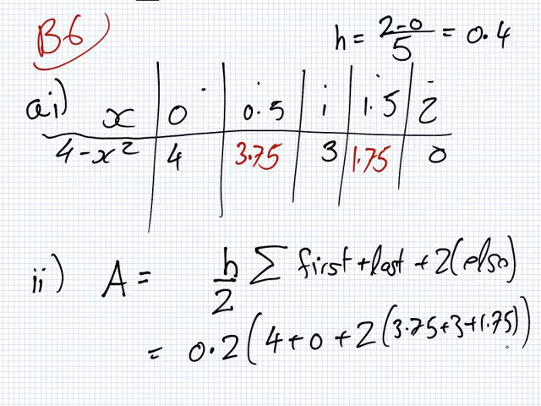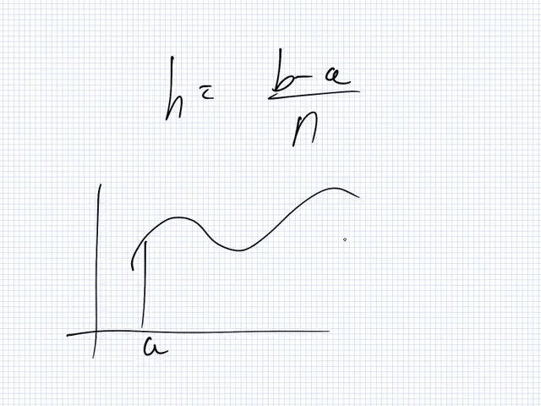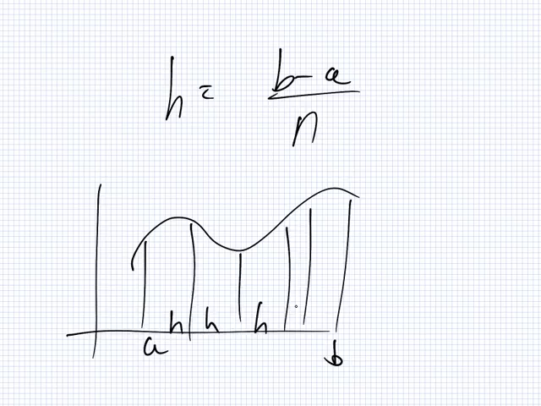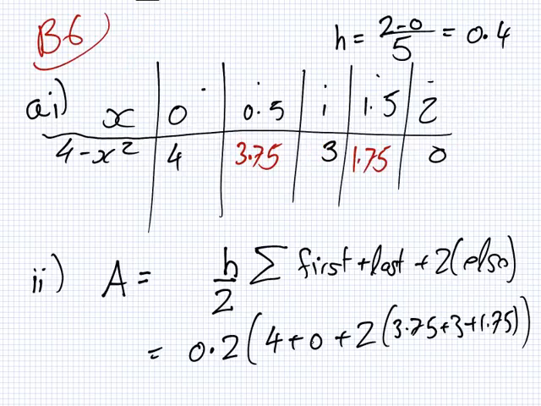Isn't H B minus A over N, I thought? Yeah, I think H is B minus A over N. It's the distance between each trapezoid. Here, maybe the picture will help. That's A, that's B, and you have 1, 2, 3, 4, 5. The H is the distance between each trapezoid. Okay. Answer 4.2.